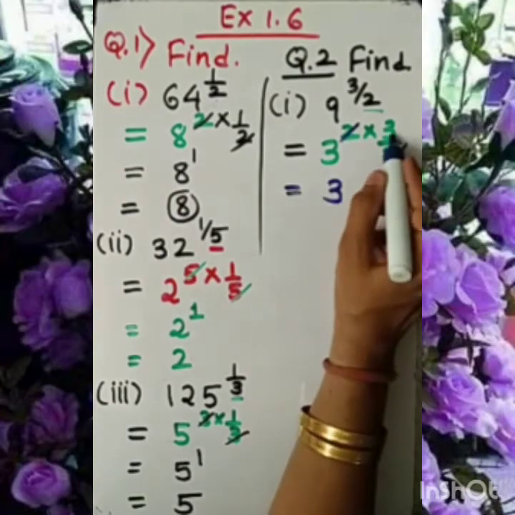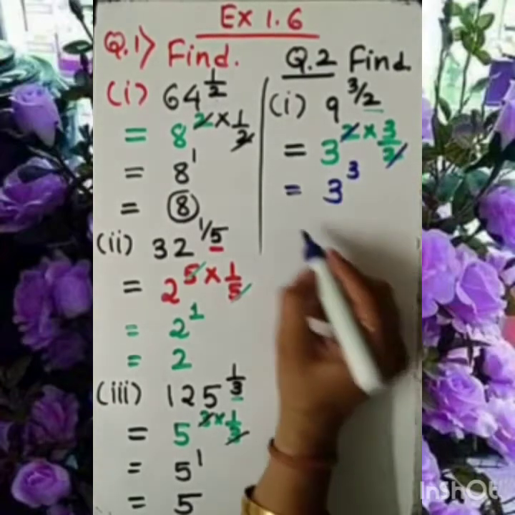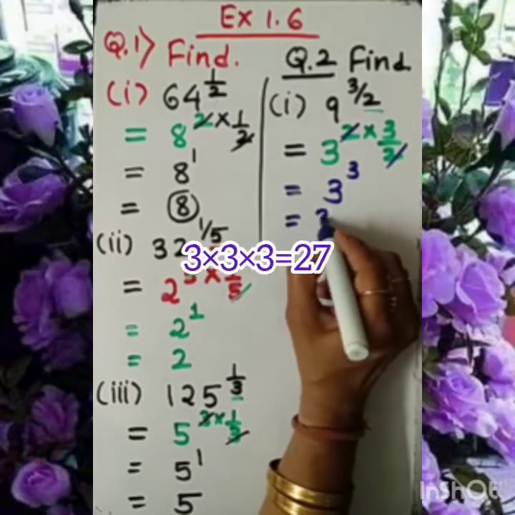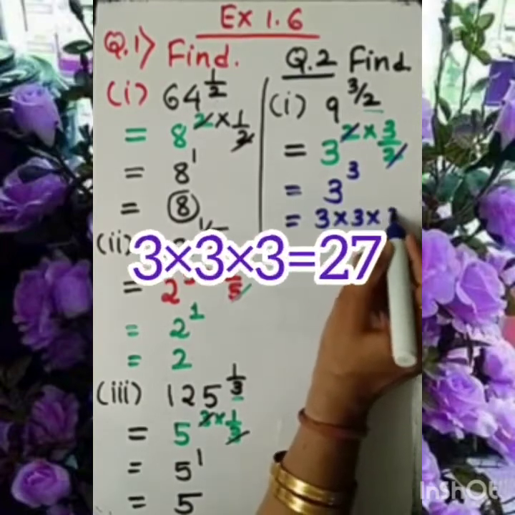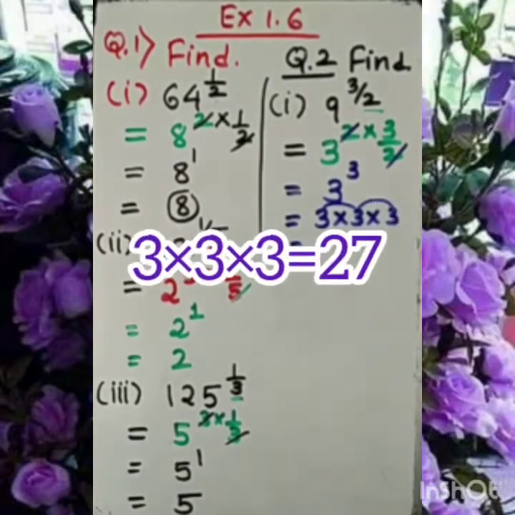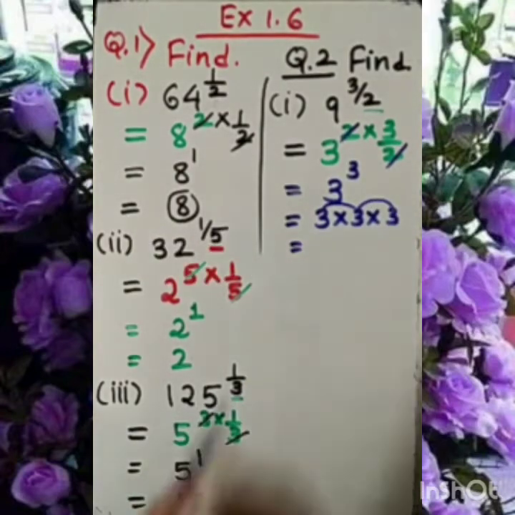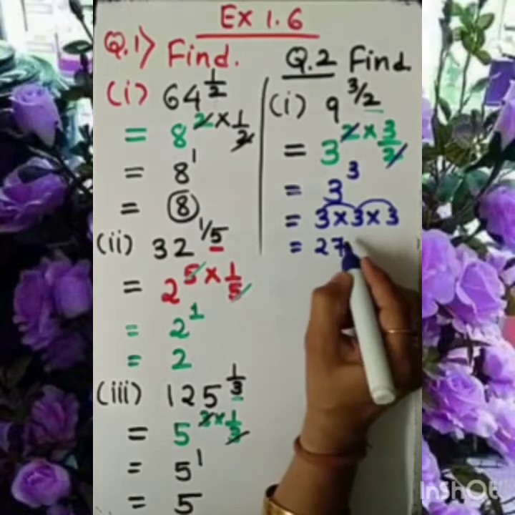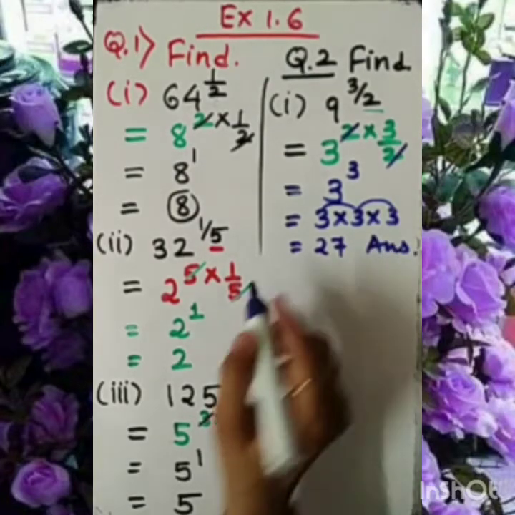Now what is left? 3 to the power 3 is left. 3 to the power 3 means 3 into 3 into 3, we know. We know that 3 3s are 9, 9 3s are 27. So we write here 27, which is our answer.